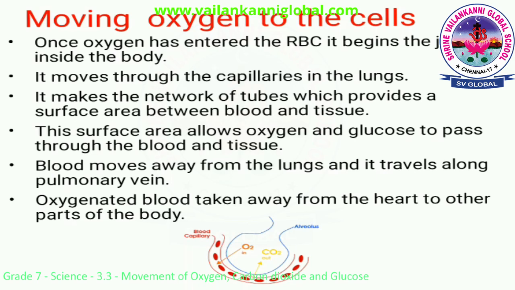Look at this picture. This is the blood capillary. The tube is a blood capillary. So inside the tube there is blood. Once the oxygen enters this capillary, that oxygen and blood combine together, and it creates oxygenated blood. This oxygenated blood comes from the lungs to the heart through the pulmonary vein.